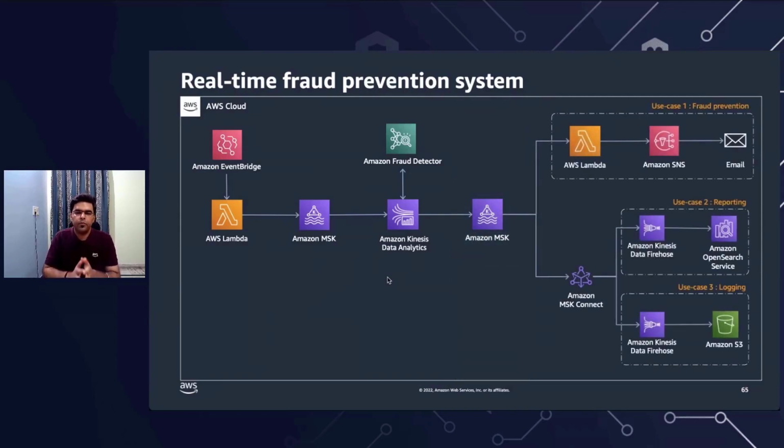Once we have that, from there we need to address all the three use cases. So the first use case is fraud prevention. Because my process data is in this particular topic of MSK, AWS Lambda can read from this topic, and whenever data is available, it just gets an invocation for a fraudulent activity, which triggers an SMS notification or sends an email. This pipeline becomes event driven.